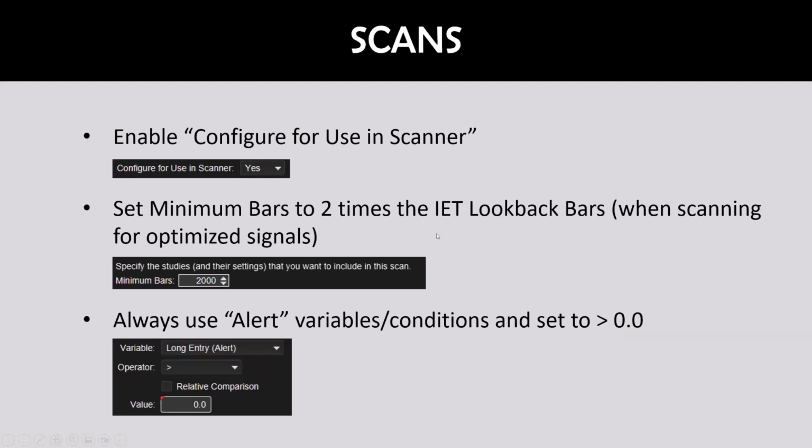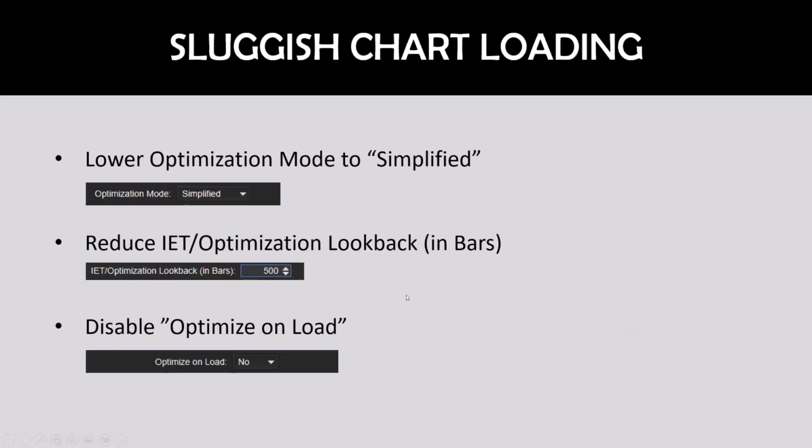For scans, which we have just seen, make sure you enable the configure for use in scanner option. Set to yes, it's very important, otherwise it's not going to work. For minimum bars, set them 2 times as high as the IET look back bars if you're scanning for optimized signals. Okay, and make sure that you use the alert variable again with brackets for your scan condition. As a reminder. All right, so a quick repeat.